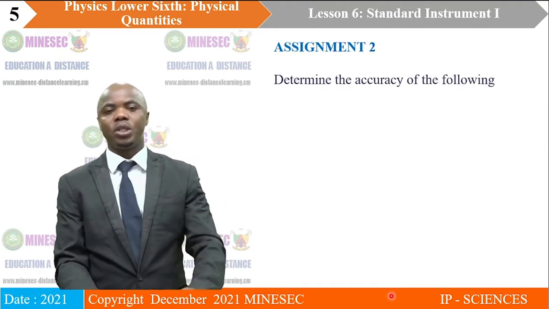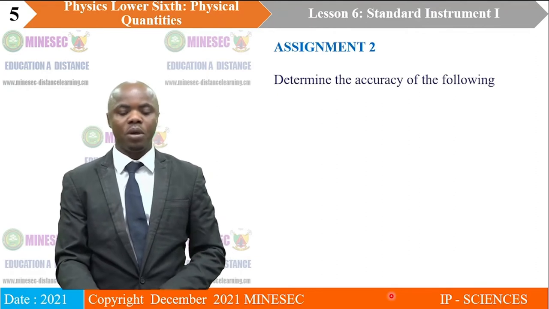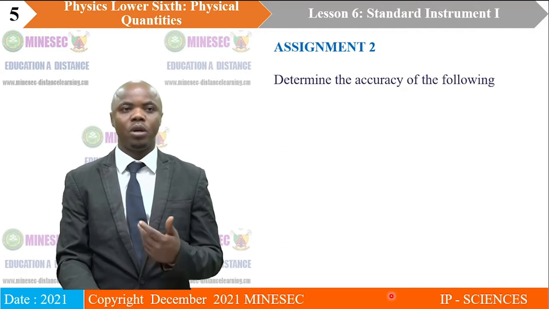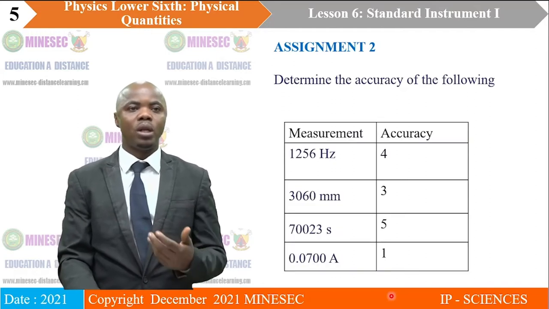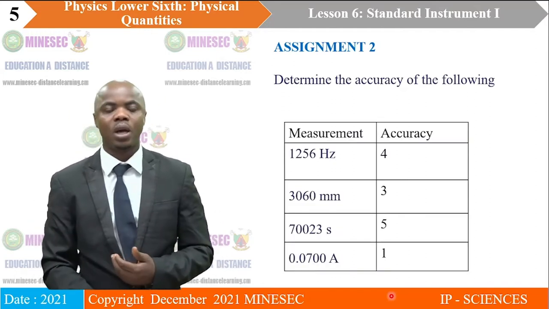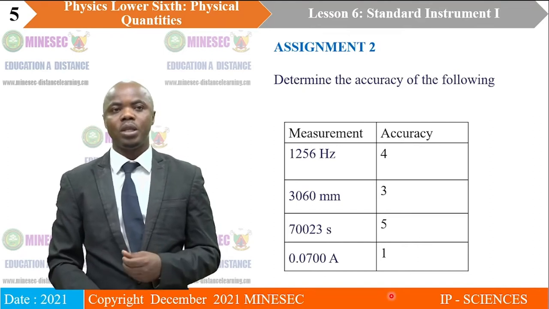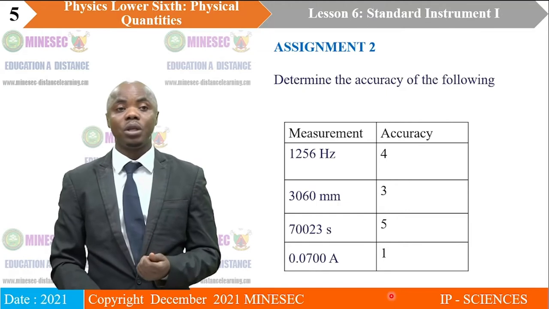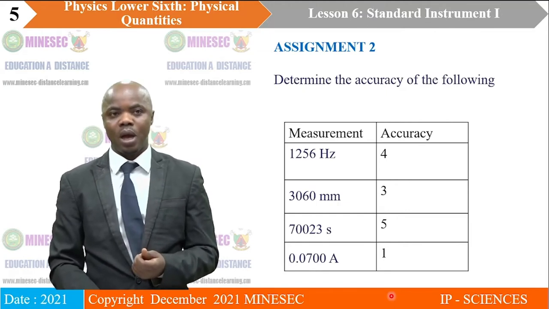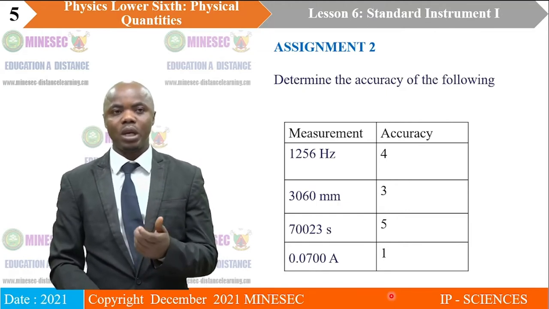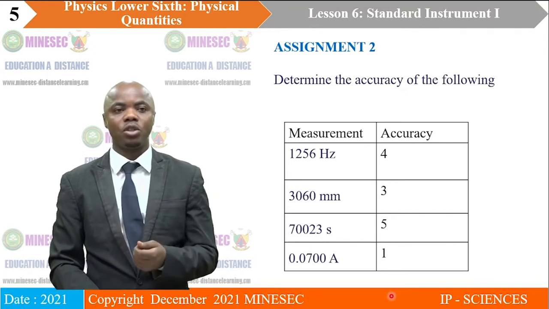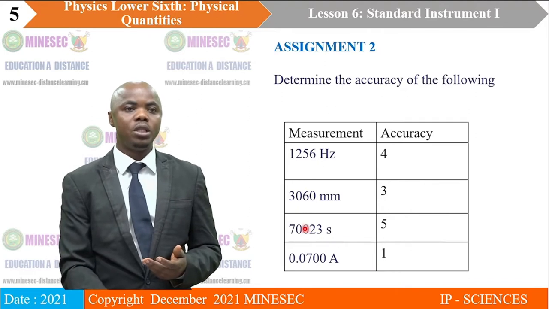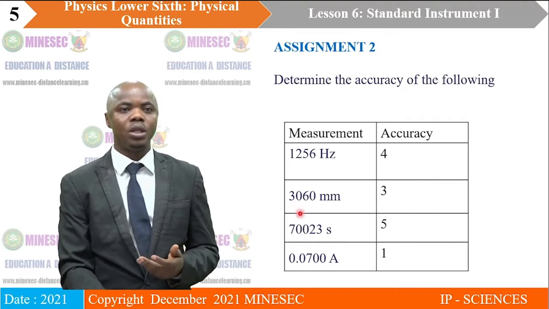Assignment number 2. Determine the accuracy of the following measurements. By accuracy, we mean the number of significant figures a measurement has. 1,256 Hertz has 4 significant figures. Hence, the accuracy is 4. 3,060 millimeters has 3 significant figures, because the last 0 after 6 is not significant, it's just a place value. So the significant figures there are 3, 0, and 6. So the accuracy is 3.